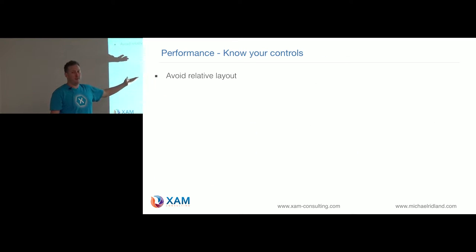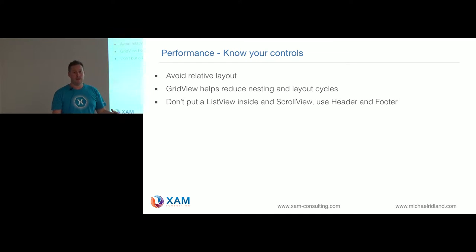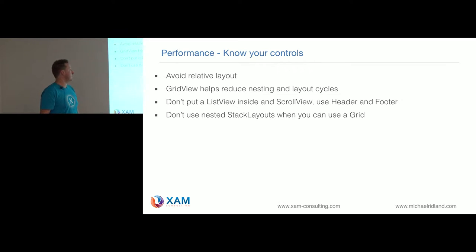So things like avoid relative layout, that's something that you need to know. The grid view helps reduce nesting and layout cycles. Don't put a list view inside a scroll view. Use the header and footer on the list view. A lot of people will try and simulate a header and footer by putting a list view inside a scroll view. But what that does is it causes extra layout cycles. Don't use nested stack layouts when you can use a grid, and don't use a grid when you can use a stack layout.